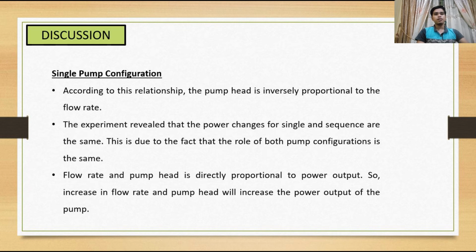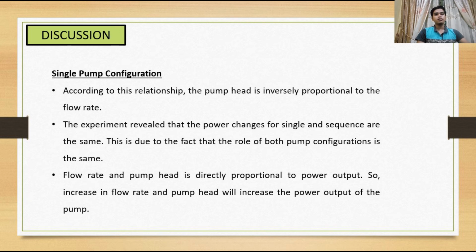The flow rate and pump head decide the pump power usage. The power changes for single and series are the same according to the experiment. This is due to the fact that all pump configurations have the same purpose. They have the potential to generate a lot of head. Power output is equal to the flow rate times the pump head. As a result, increasing the flow rate and pump head would increase the pump power output.